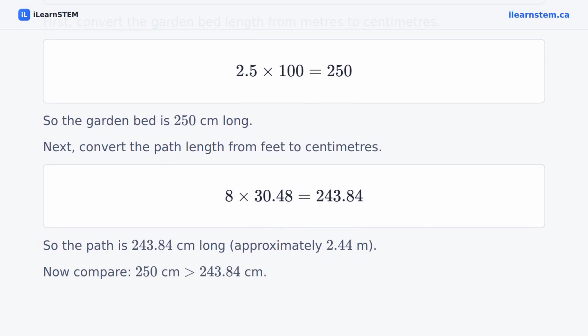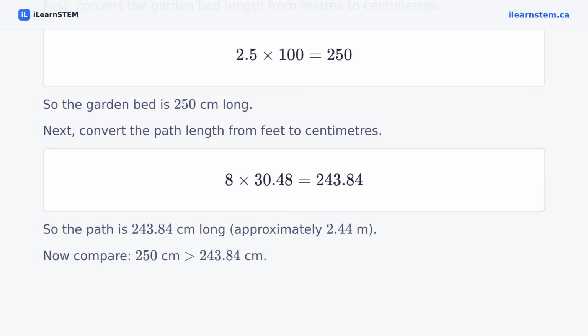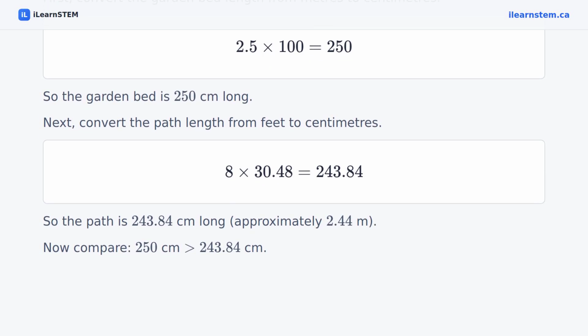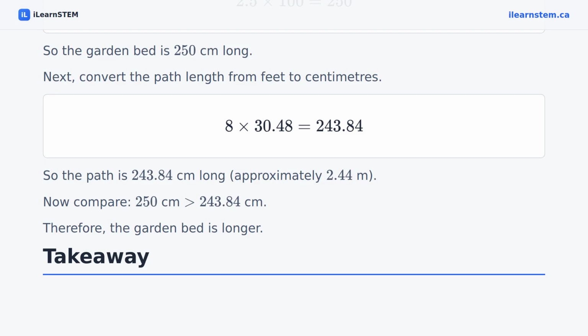Now compare. 250 centimeters is greater than 243.84 centimeters. Therefore, the garden bed is longer. To convert between units, multiply by the appropriate conversion factor.